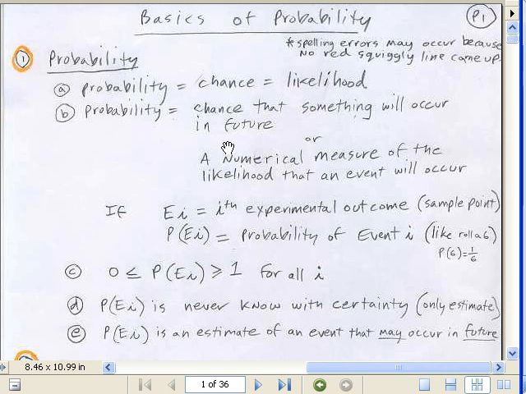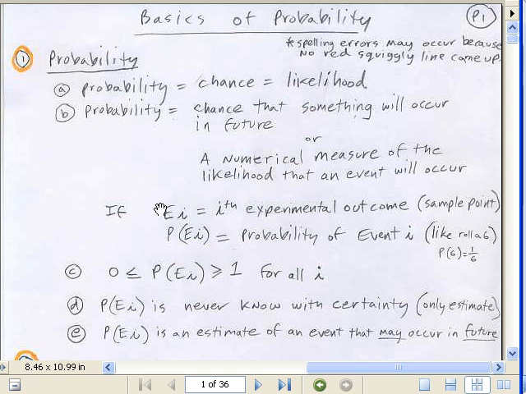Hey, basics of probability. What is probability anyway? Probability, chance, likelihood, those are all synonyms. Those are similar words for the same thing. Probability means the chance that something will occur in the future. Or, even better, in this textbook, they define it as a numerical measure of the likelihood that an event will occur. Now, I like that numerical measure because it is a number.